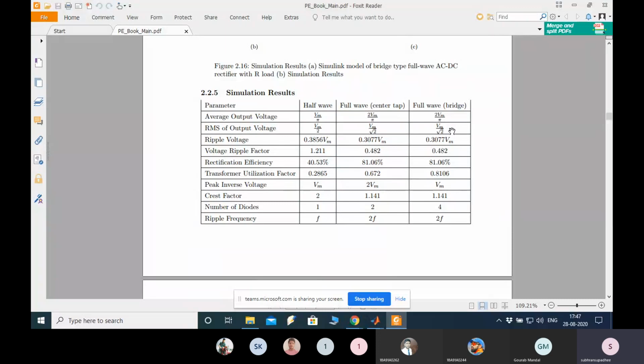Whereas the transformer utilization factor in half wave is pretty low, in full wave bridge it is pretty high. Peak inverse voltage for the diode is 2 Vm in half wave and Vm in full wave. Form factor is 1.141. The number of diodes is increasing, and the ripple frequency also increases.